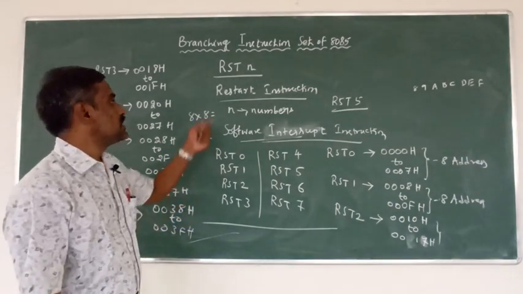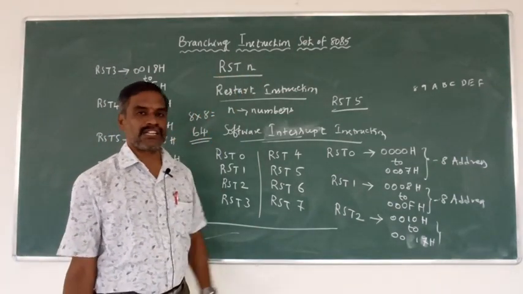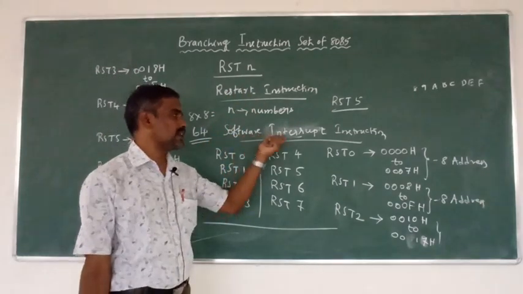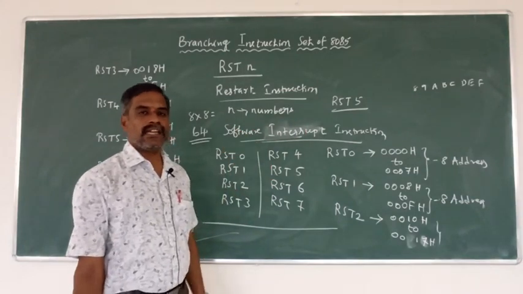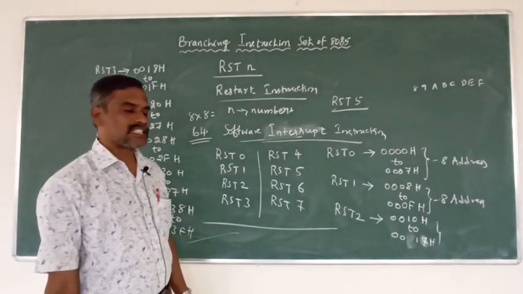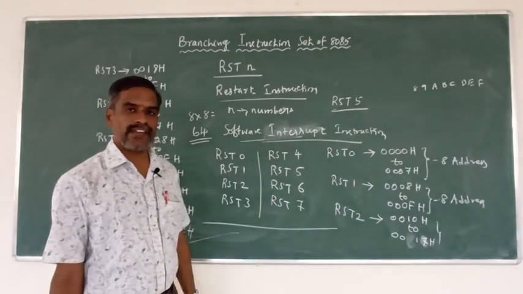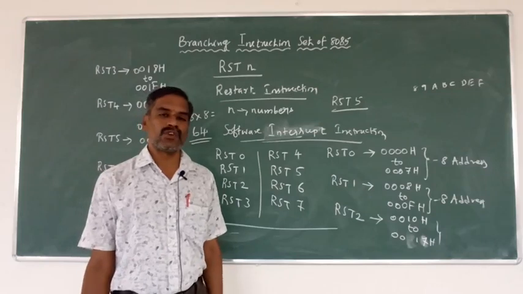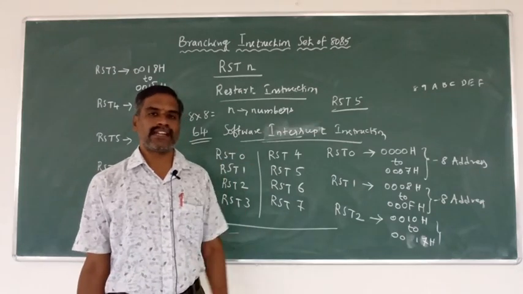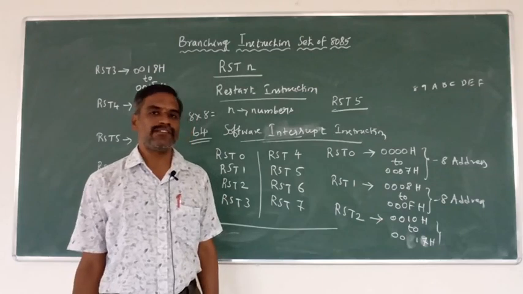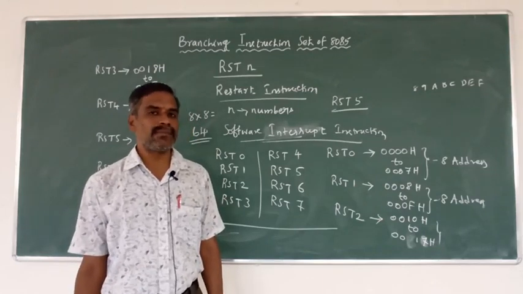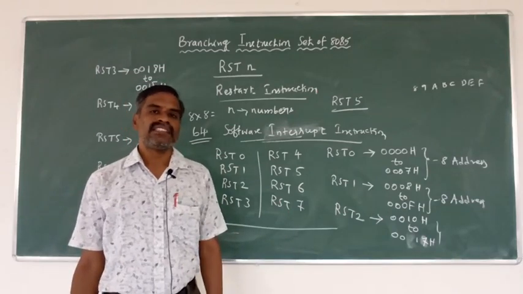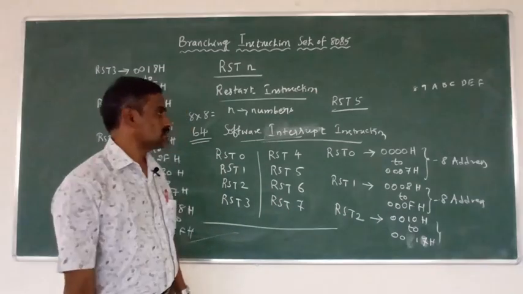For that, we can use the restart N instruction. The restart N instruction is also called the software interrupt instruction. Total 8 restart instructions, RST0 to RST7. For each instruction there will be a fixed memory address location, total 8 memory address locations. This address location is designed by the Intel processor. It is fixed. Okay, it does not change.